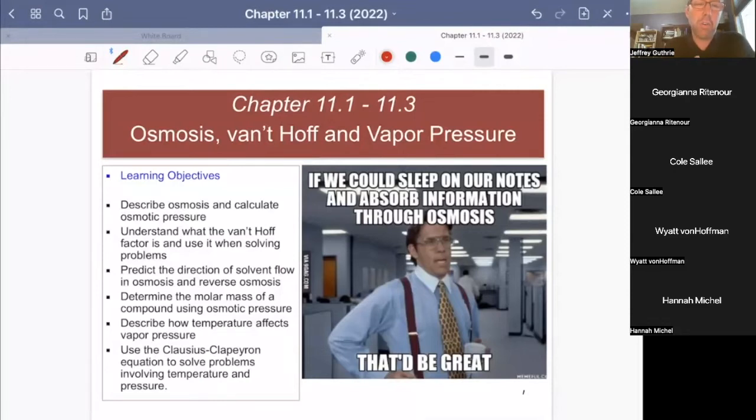So today we're going to talk about the first half of the chapter. Most of the chapter has to do with solutions, with colligative properties. We'll talk about what that means somewhere in the middle of this section. So today we're going to talk about osmosis, what that is, how it works, what the Van 't Hoff factor means, and a little bit about vapor pressure at the end.